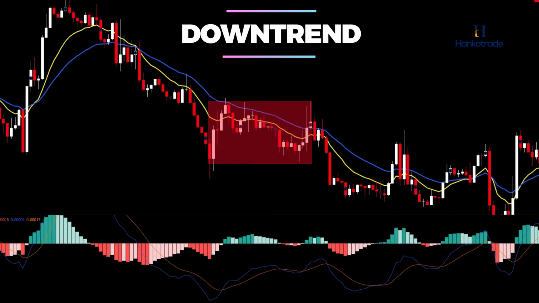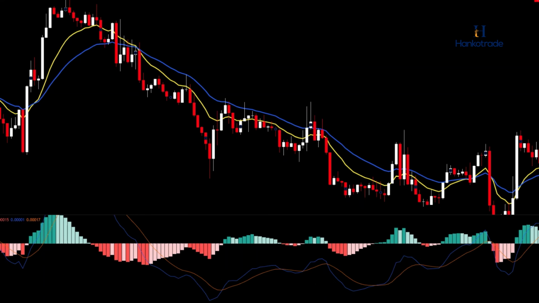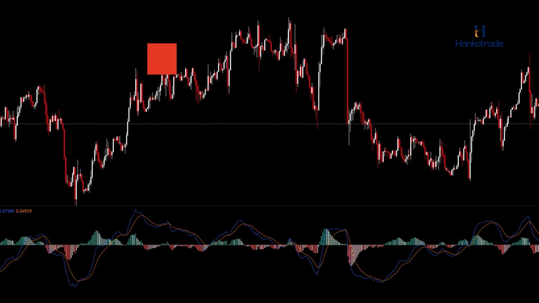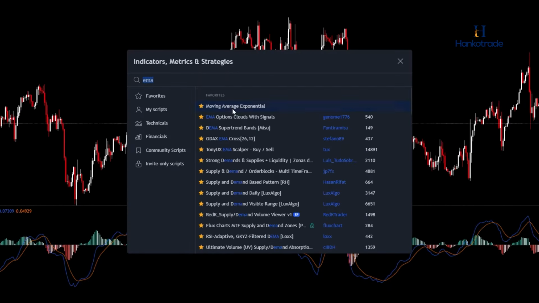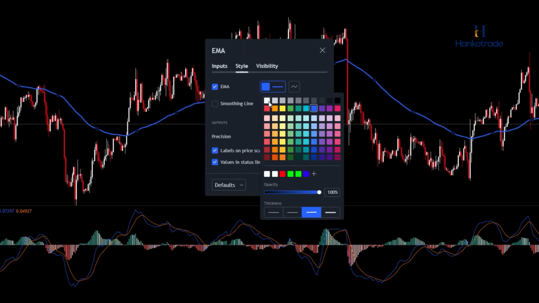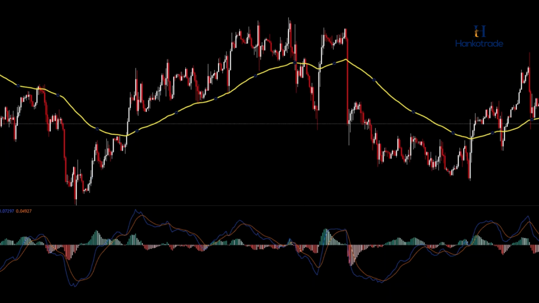The MACD primarily reflects short-term momentum, and as traders, it's crucial to consider the long-term trend. We should avoid trading against the trend. Therefore, I recommend a simple yet high win rate strategy for beginners. By combining the MACD with a long-term trend indicator, such as the 100 EMA, we can securely trade the MACD while ensuring that we align with the direction of the long-term trend.